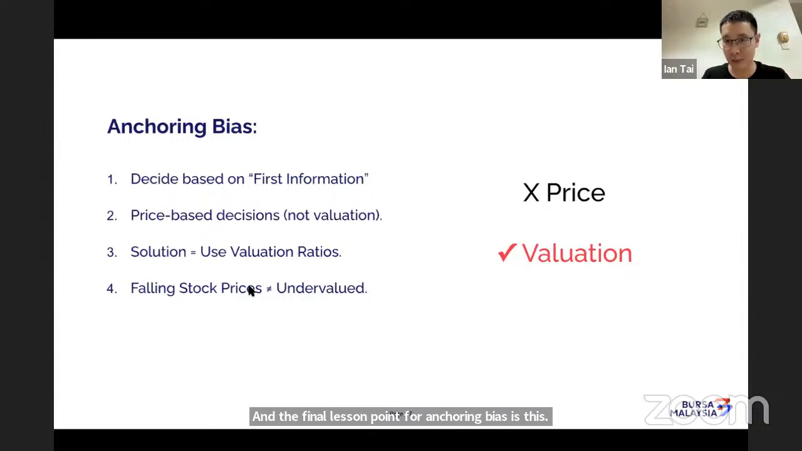And the final lesson point for anchoring bias is this. Whenever you encounter a company that you think is quite familiar, you're quite familiar with this company, and the price keeps on falling, it doesn't mean that the stock is undervalued. So the moral of the story is don't look at price, okay? That is actually the trick to deal with anchoring bias.